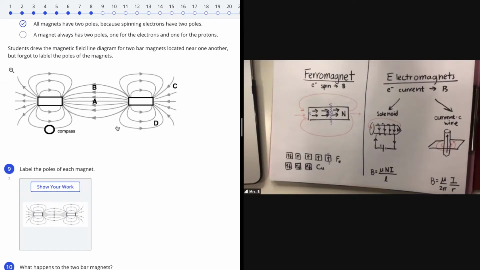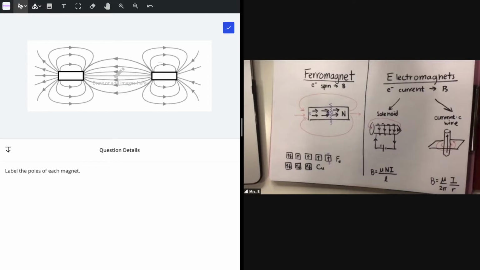So students took these magnetic field lines and they forgot to label north and south, but we can work out the poles. Since we know the field lines point away from north, this must be a north pole. And since ferromagnets have to be dipoles, the other half of this must be a south pole. Similarly, I see field lines pointing away from this section, so this must be a north. Making the other one, because there's no magnetic monopoles, a south pole.